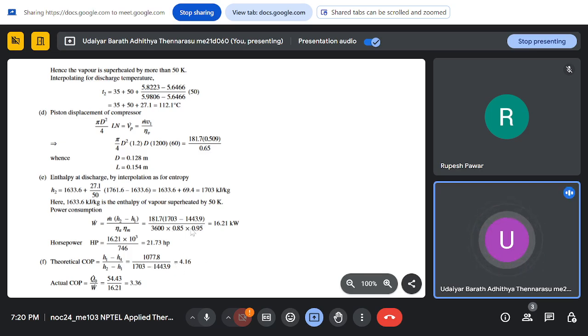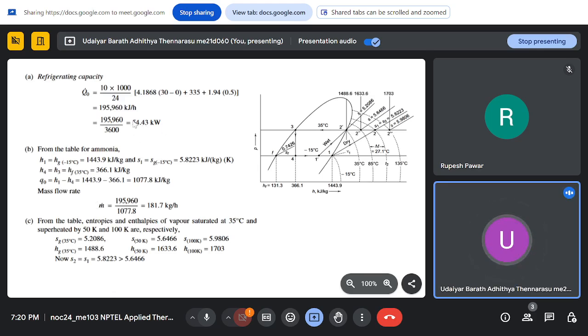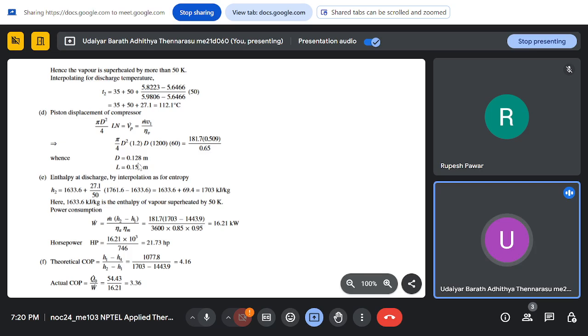Because of the inefficiencies in the compressor, the adiabatic efficiency and mechanical efficiency, when you substitute Q by W, Q naught, which we have already calculated, 54.43 here, first part, and work which we have calculated previously. So substituting that, we'll get 3.36. So this is basically because of the inefficiencies in the compressor. So that's why there's a drop in the actual COP, because you are consuming more work. So any doubt in this question?